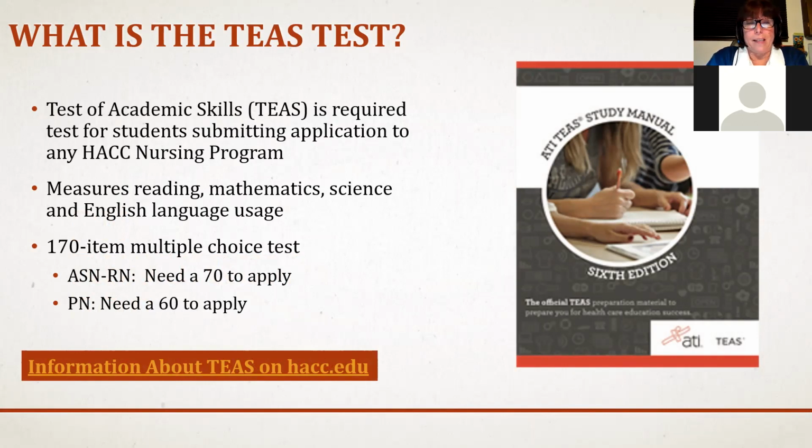Just because you get a 70 does not mean that you're automatically in the program. We'll talk about that in a minute. The T-score, a minimum score, is a 70 to qualify to apply. The minimum score for a PN applicant is a 60 to qualify to apply.